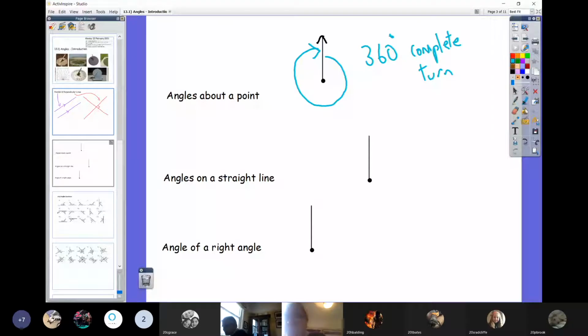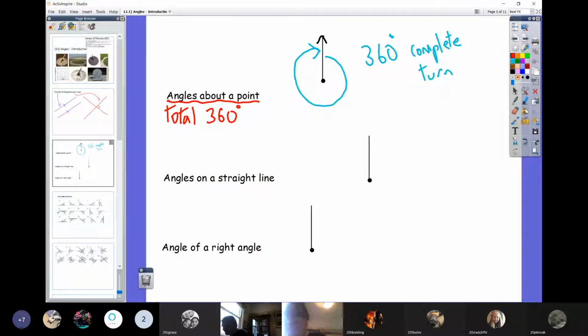Now this is called angles about a point. Okay, so angles about a point total 360 degrees. Okay. Now, so that's a complete turn.